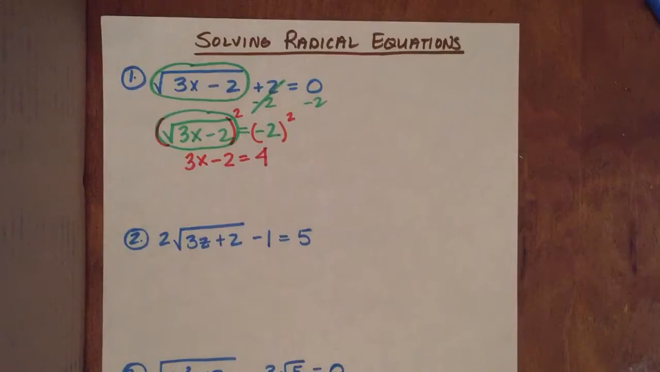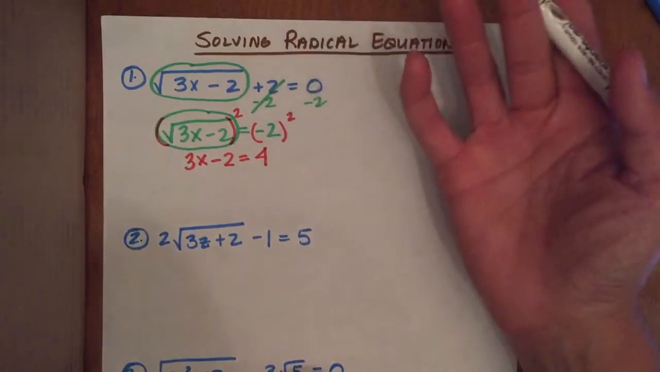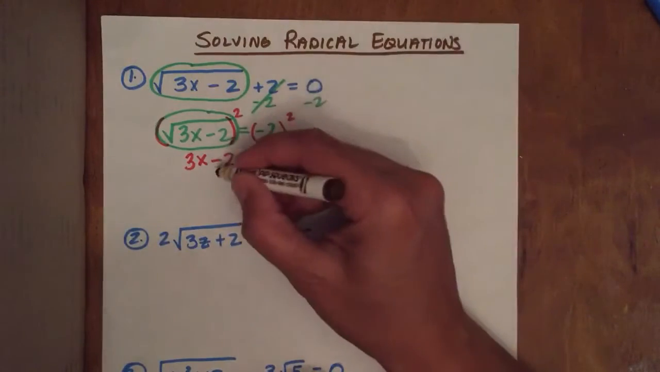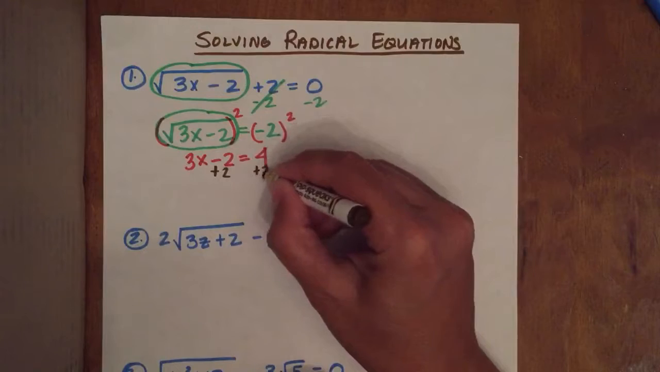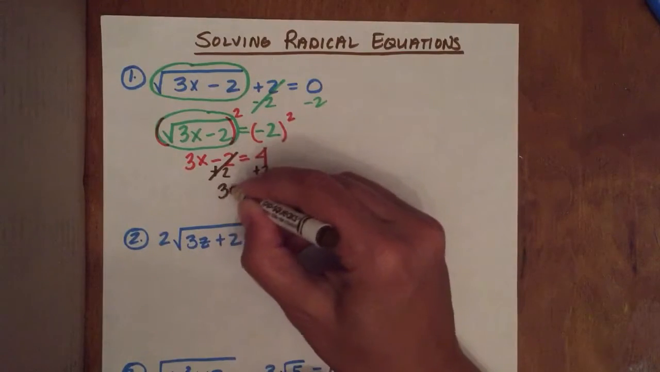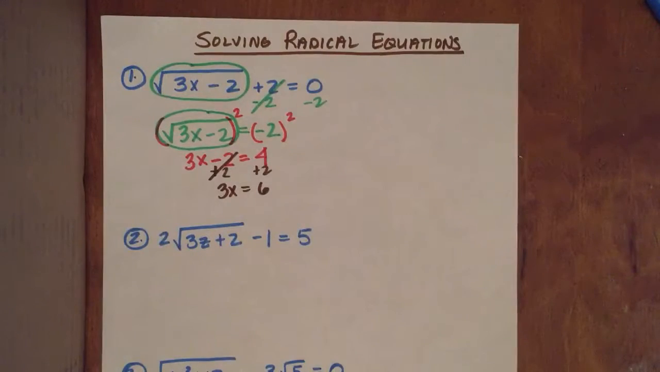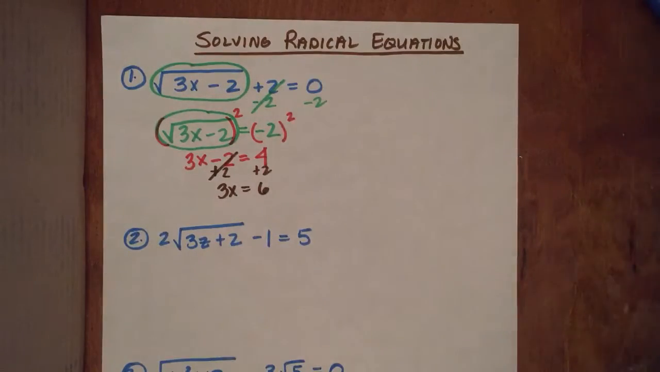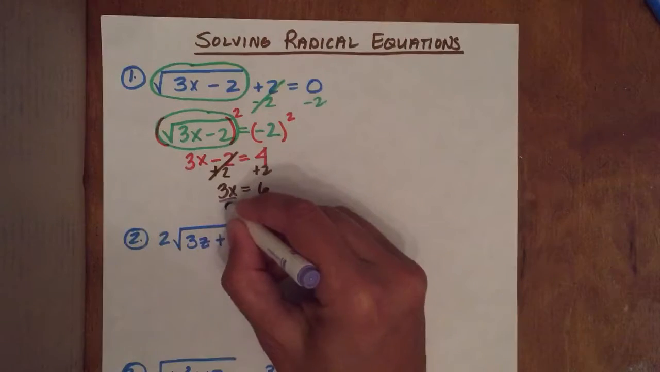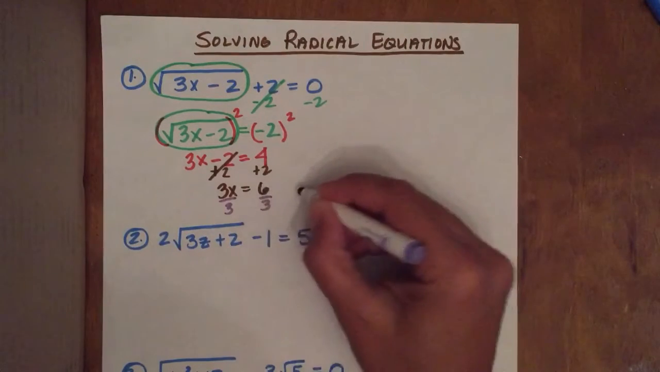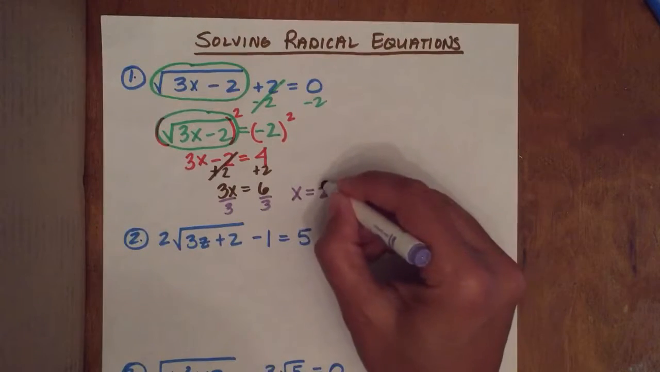In order to solve it, I'm just going to solve it like a regular algebraic equation. I'm going to take the minus 2 and isolate the variable, so I'm going to add 2 to both sides, and that gives me 3x equals 6. Now I'm left with the final step, which is to get a 1 as the coefficient for your variable. So you divide both sides by 3, so x equals 2.